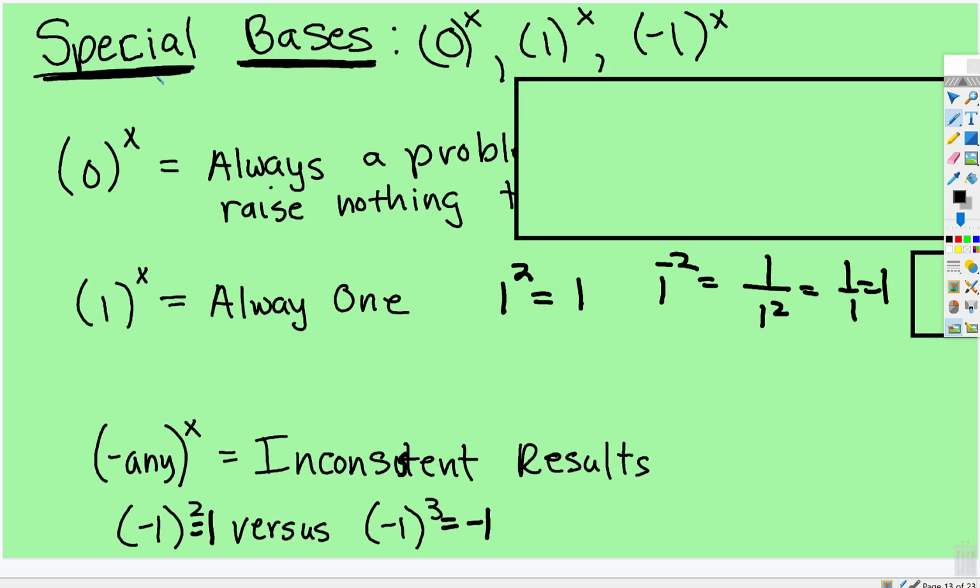So these are the 3 special bases: 0, 1, and any negative number. These are bases you typically are not going to be dealing with in a high school algebra course at any level. Algebra, Algebra 2, pre-calculus, calculus.